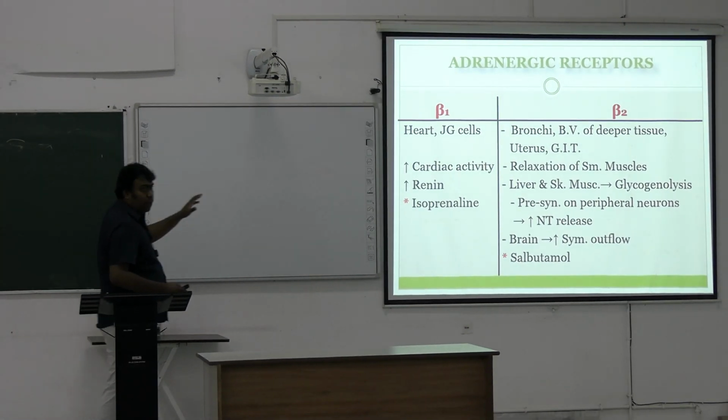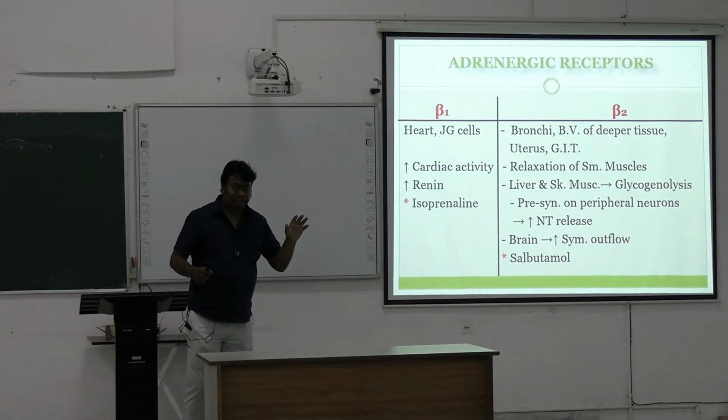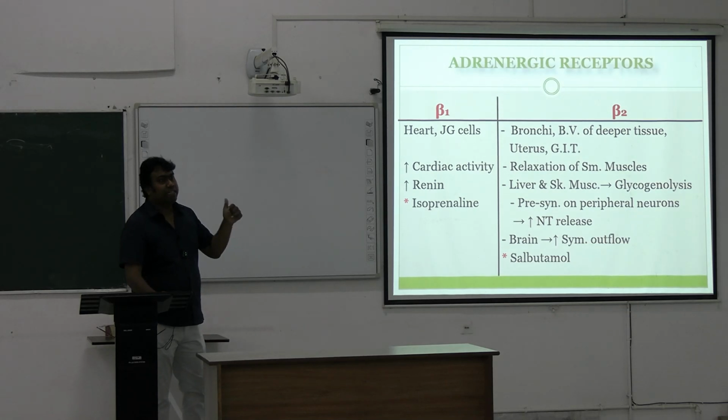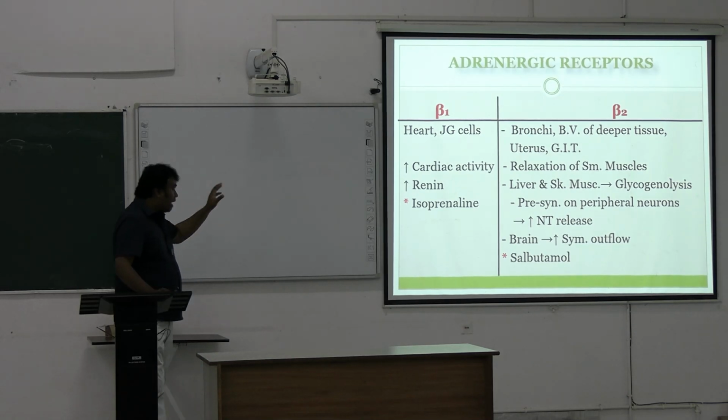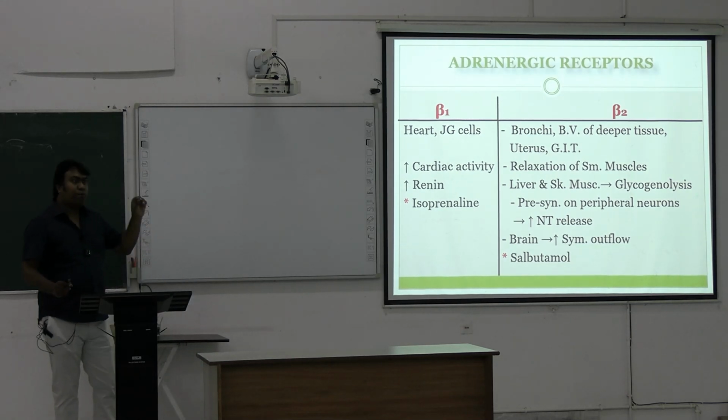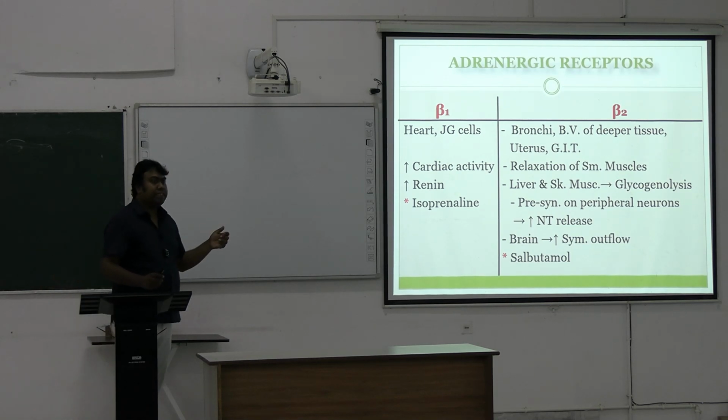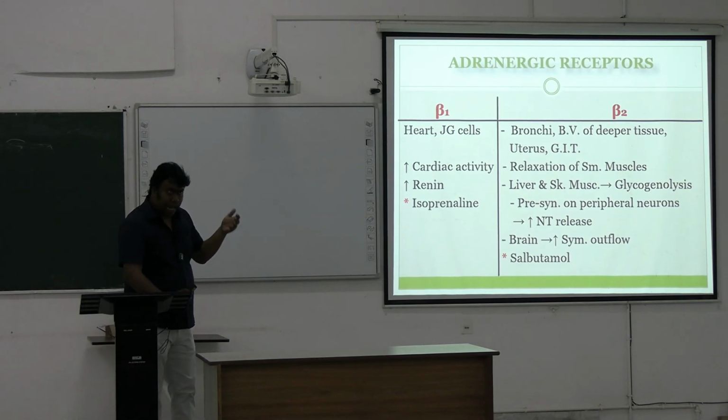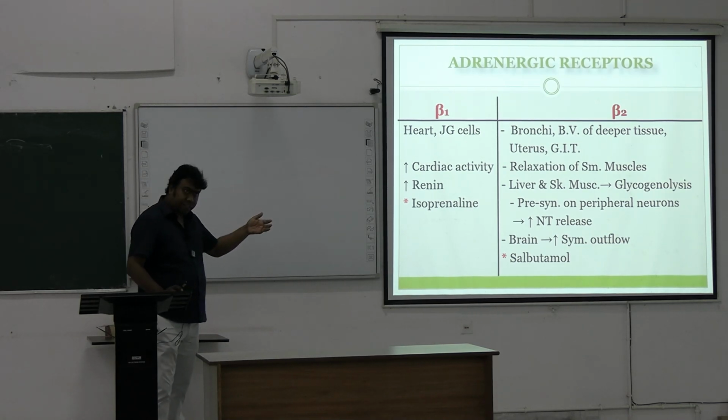Then beta 1, where is it present? The beta 1 receptor is present in the heart and in the JG cell. Where is the JG cell present? In the kidney. Very good. So heart and JG cell. By stimulation of beta 1, they increase heart rate, contractility, and conductivity of the heart. So there is stimulation of cardiac activity.